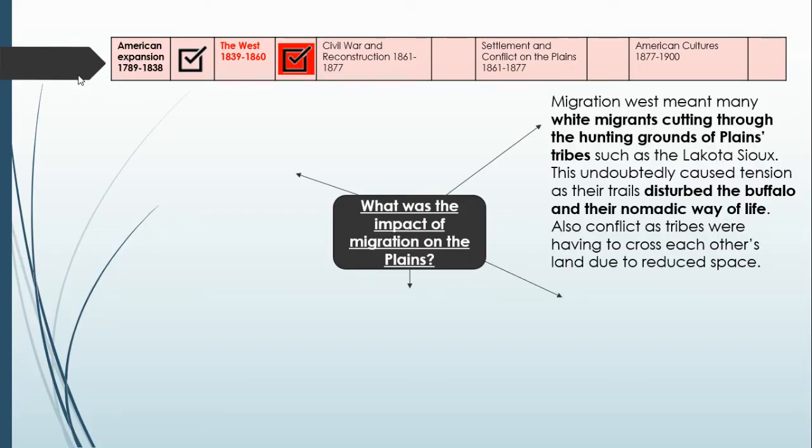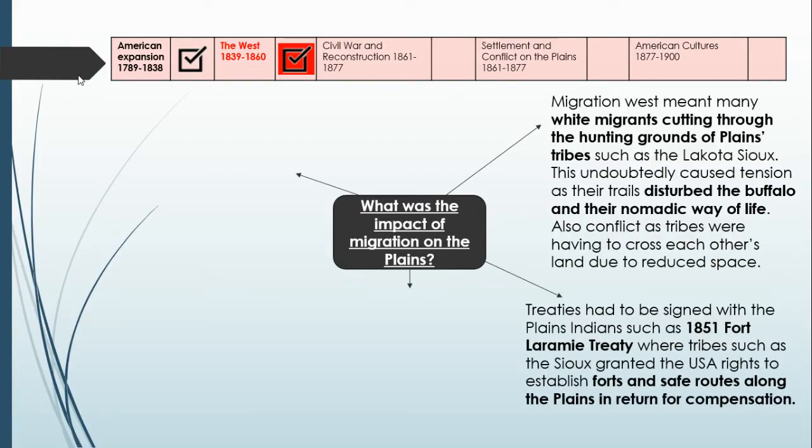They disturbed the buffalo, and this is going to cause a lot of conflict because tribes were having to cross each other's land due to reduced space, and they were coming into direct contact with white migrants. Treaties had to be signed as well. So when the white Americans did migrate west, they had to sign treaties if they were going to take some of the land. So, for example, in 1851, there was the Fort Laramie Treaty. This was where tribes such as the Sioux granted the USA rights to establish forts and safe routes along the plains in return for compensation.